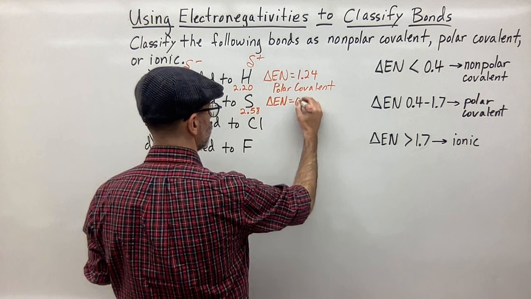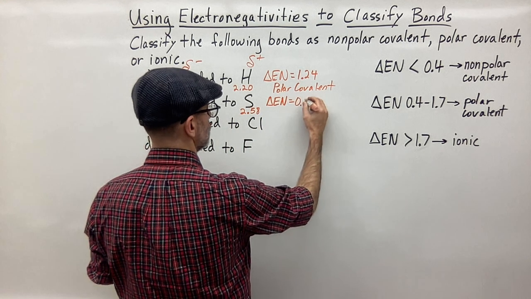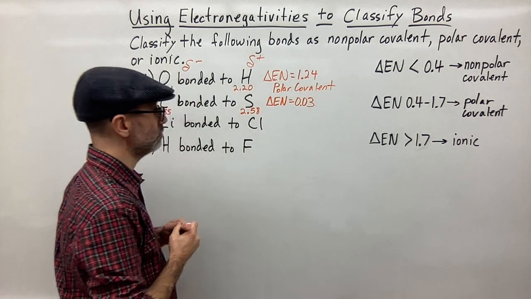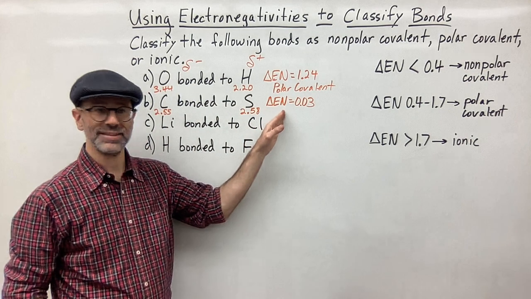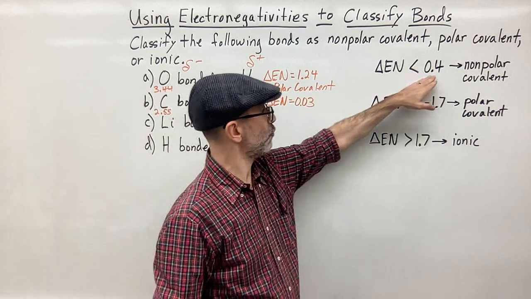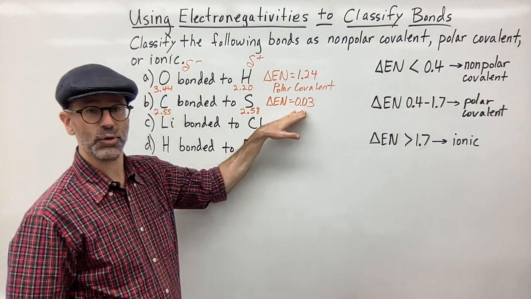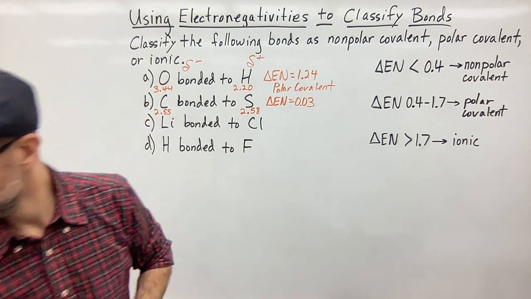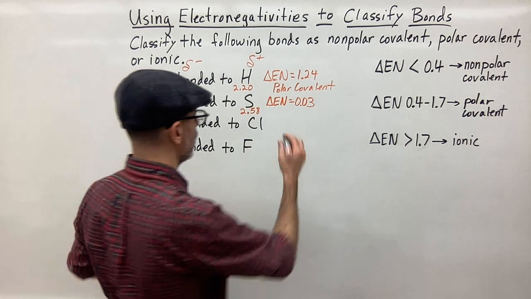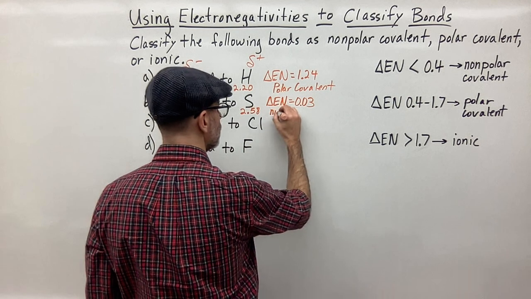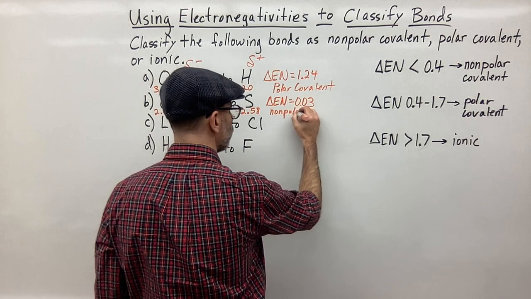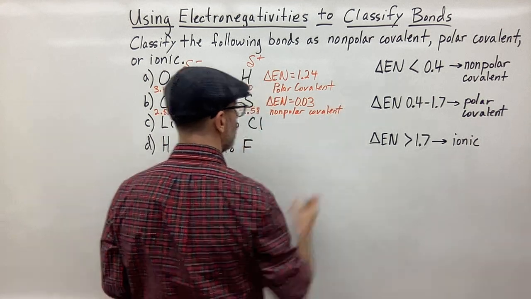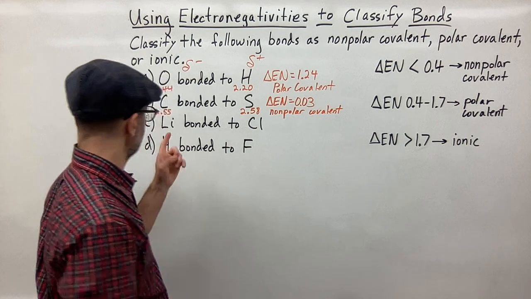That's 0.03. So that's much less than 0.4. So we would label this as non-polar covalent. Okay, so I'm going to write down non-polar covalent. Okay, good.